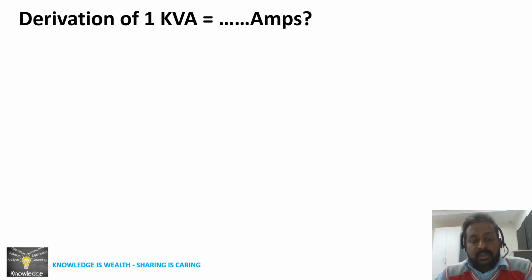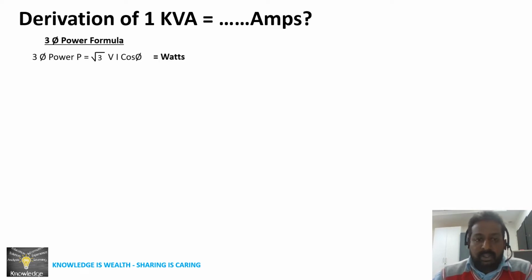Before moving into calculation of load current of electrical assets, let's derive in three-phase power 1 kVA is equal to how many amperes. We all know the three-phase power formula: P is equal to root 3 VI cos phi in watts. If we want power in kVA, we just need to eliminate cos phi, and the power formula in volt ampere will be root 3 VI. So the answer will come in volt ampere.